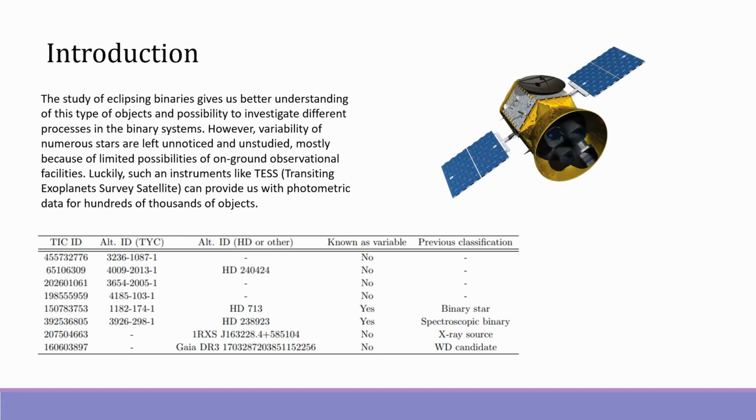In some cases, it can lead to discoveries of variability of some objects previously known as non-variable, including completely new types. In this work, we report the discovery of 6 new and the classification of all 8 eclipsing binaries.